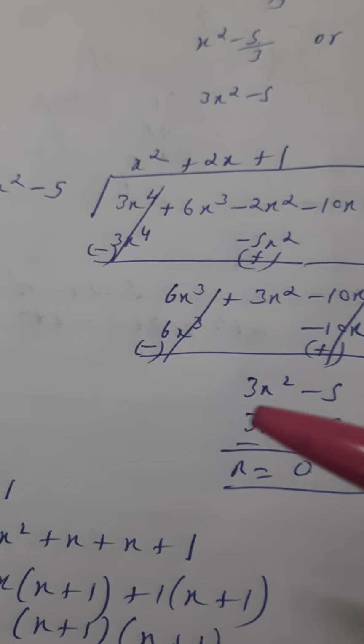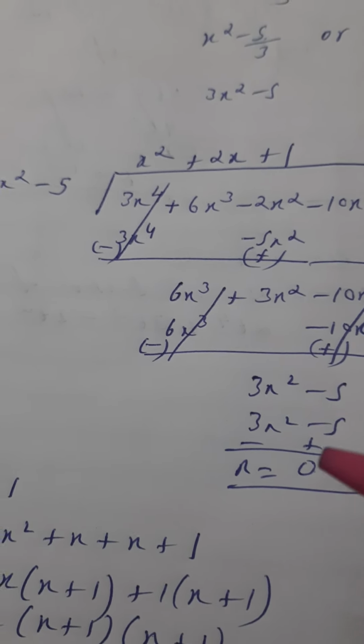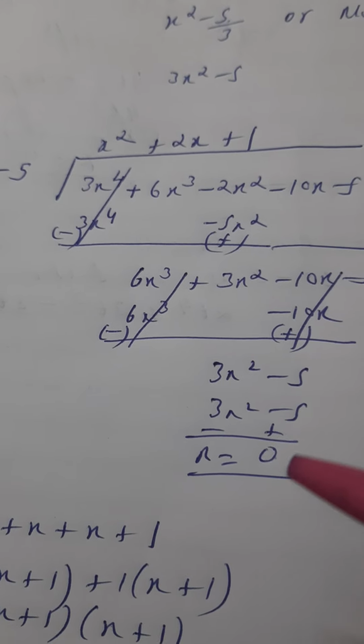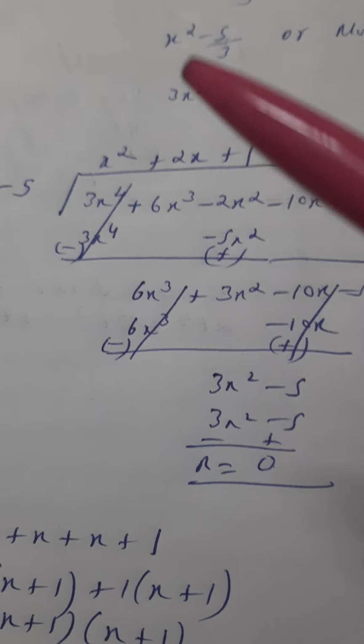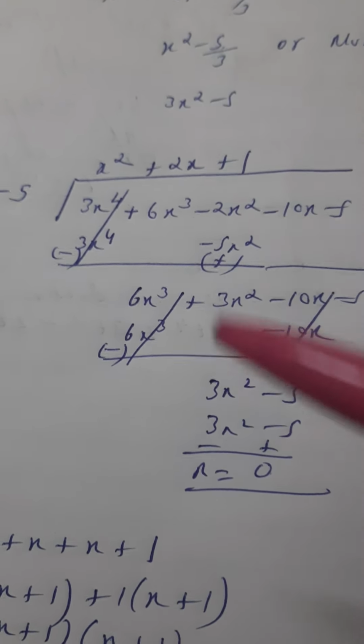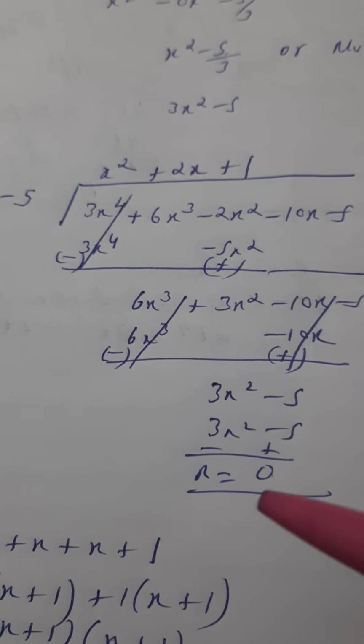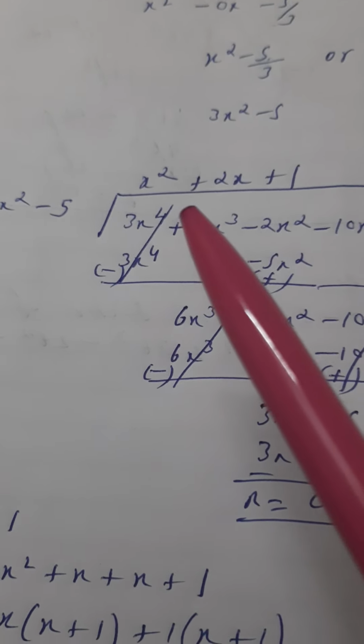Okay, so here the remainder has to come 0. If the remainder is not coming 0, please recheck your calculation, because these were already factors. If it is a factor, the remainder has to come 0. Now we go to the third part of the question.